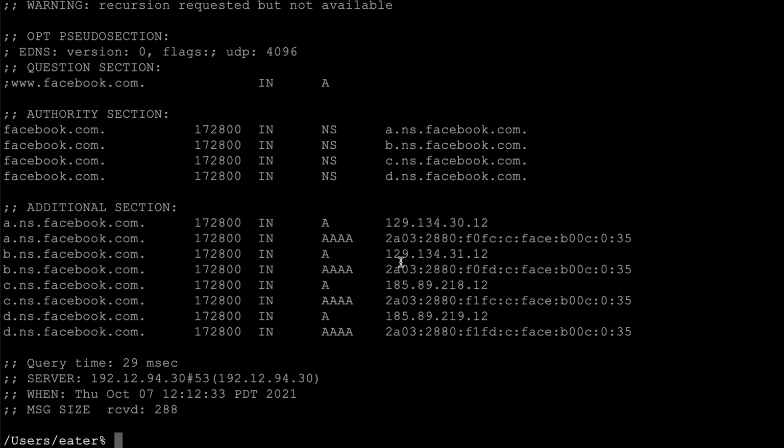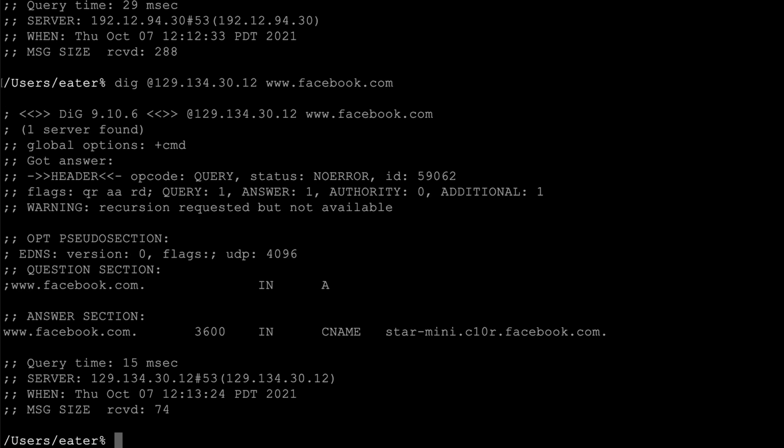And it gives us the glue records here that give us the actual IP addresses. So now if we take the next step and ask one of these servers, 129.134.30.12, for example, what www.facebook.com is, here we get a result where we are getting an actual answer.